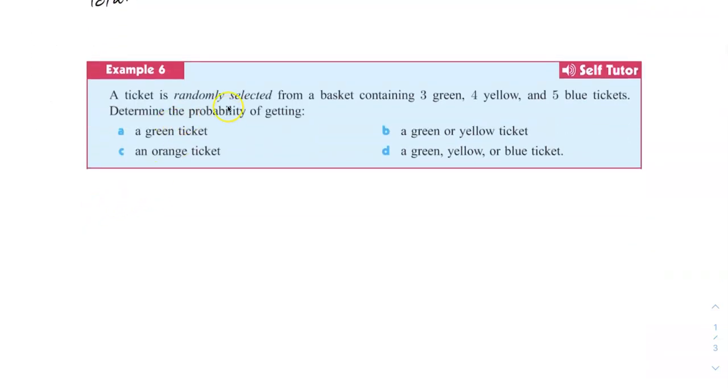A ticket is randomly selected from a basket containing 3 green, 4 yellow, 5 blue tickets. Determine the probability of getting a green ticket. So let's do A, probability of green. First we've got to figure out what the total is, our whole universe. So you have 3 green, 4 yellow, so that's 7, plus 5 is 12.